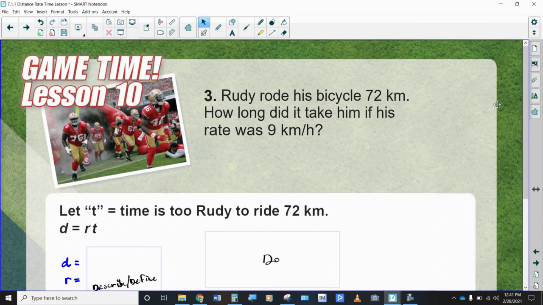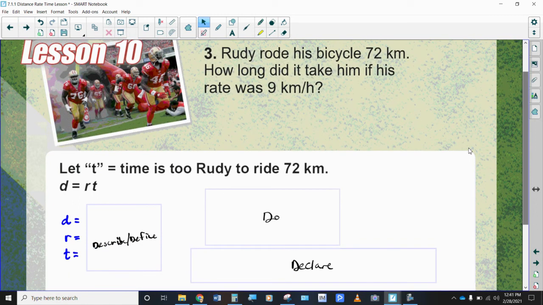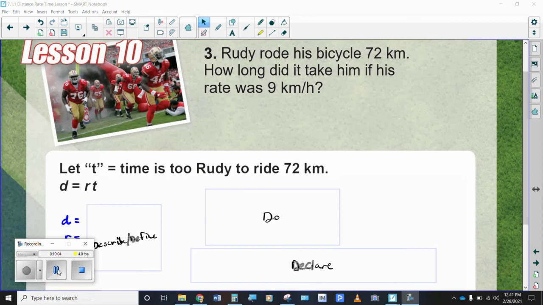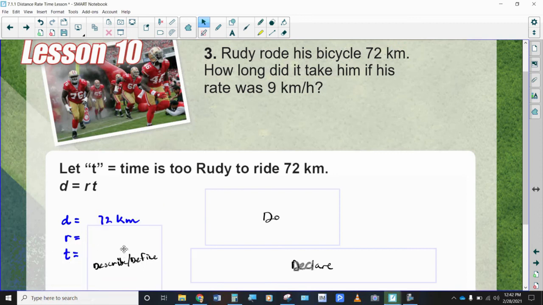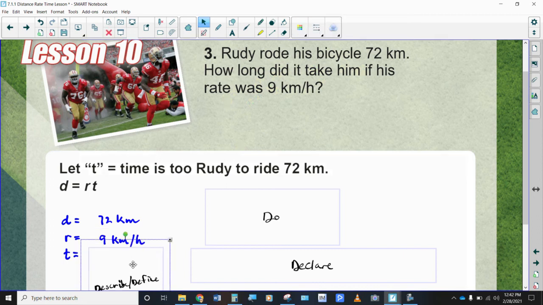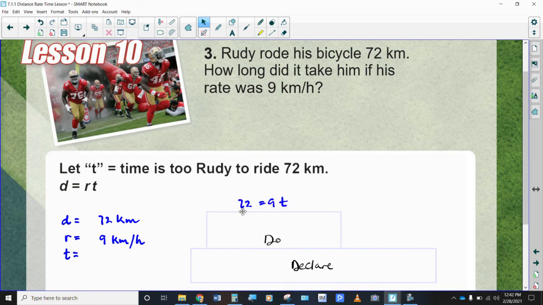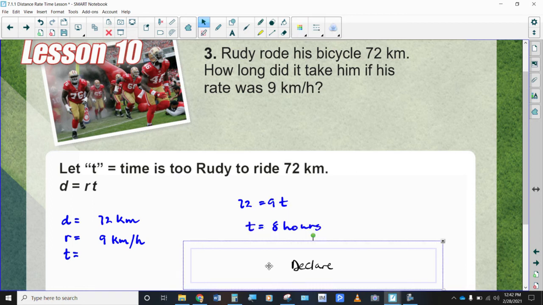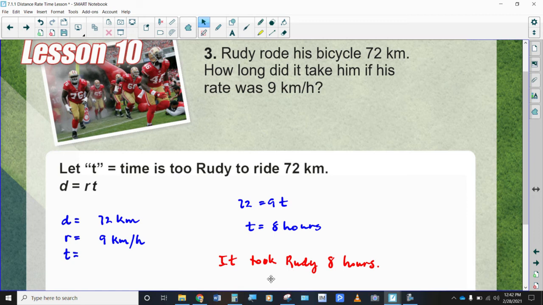All right, Rudy. Oh, no, I'm going to let you pause it and read it. You can work through the process. All right. So Rudy rode his bicycle 72 kilometers. That's our distance. How long will it take if his rate of speed was 9 kilometers per hour? So we've got the rate of speed. It's the time we have to figure out. So set up 72 is equal to 9 times t. And 72 divided by 9 is 8. So that means we can declare that Rudy took 8 hours to complete his bike ride.